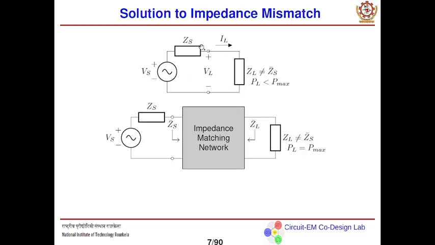Now if your load impedance is not the complex conjugate of your source impedance, then what is the solution? The solution is that you can include an impedance matching network, which is a lossless reciprocal two-port network that converts the load ZL into the complex conjugate of your ZS. In other words, the source impedance is converted into the complex conjugate of the load impedance, and vice versa.